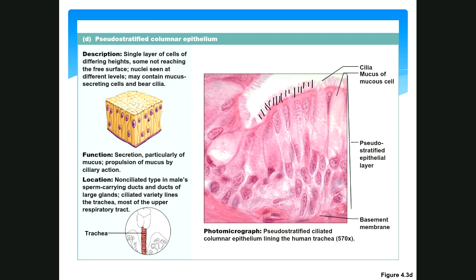Now, if you take a more in-depth course, graduate level or something like that, you'll find out that there's more than one variety, but we're not going to worry about that. If it has cilia, it's pseudostratified columnar epithelium.